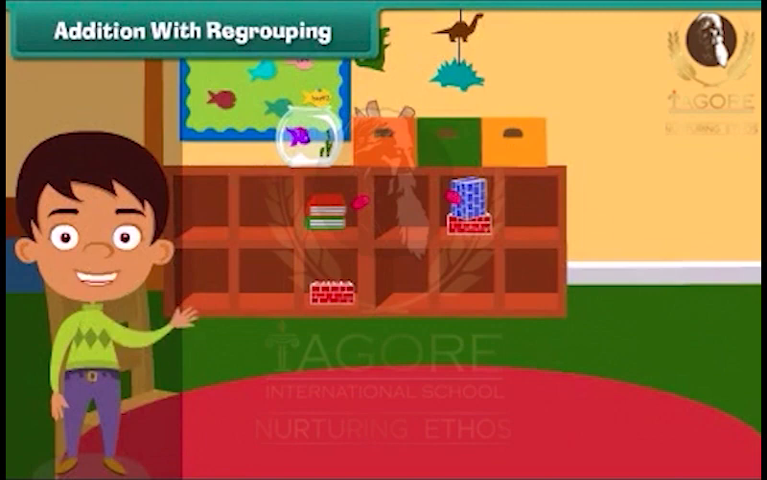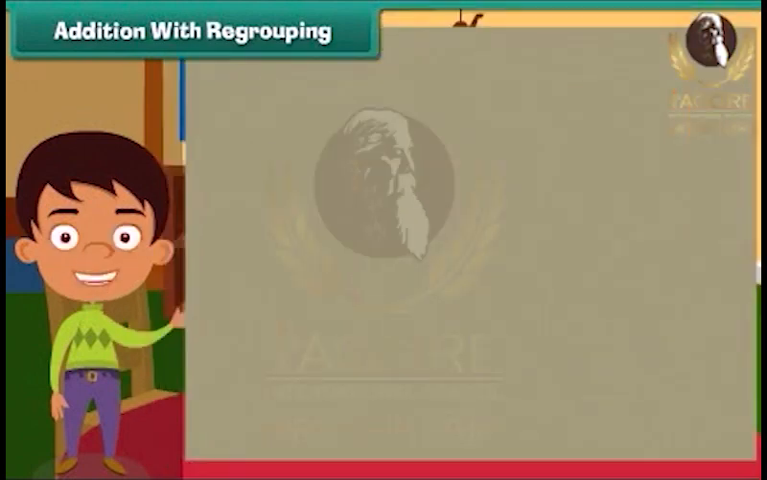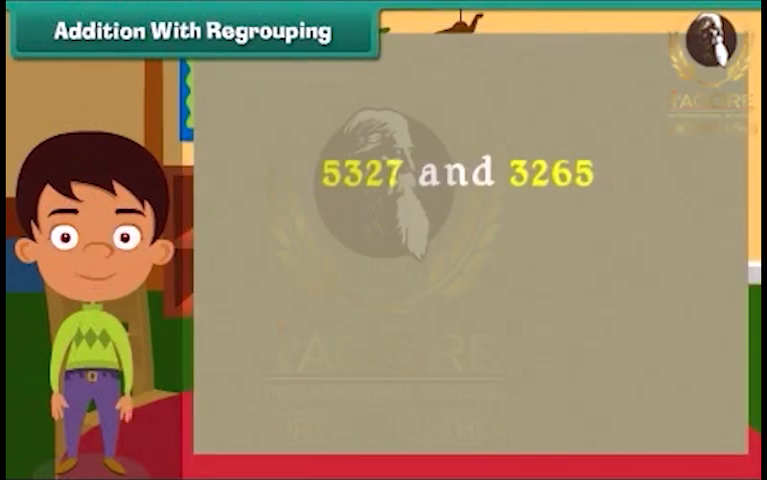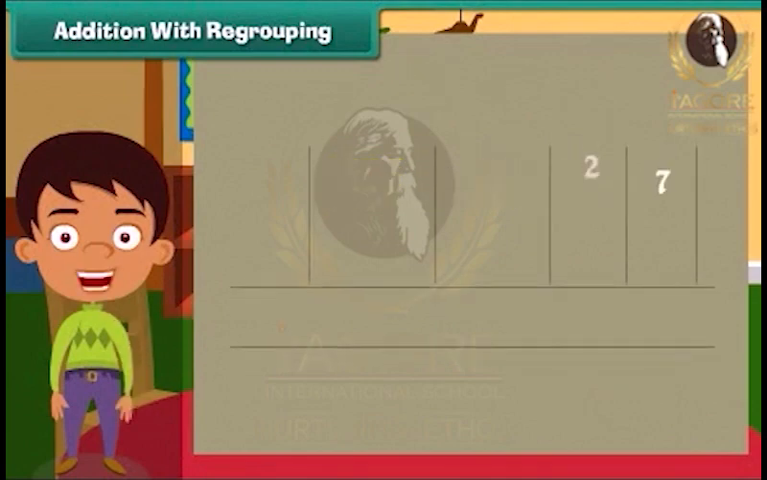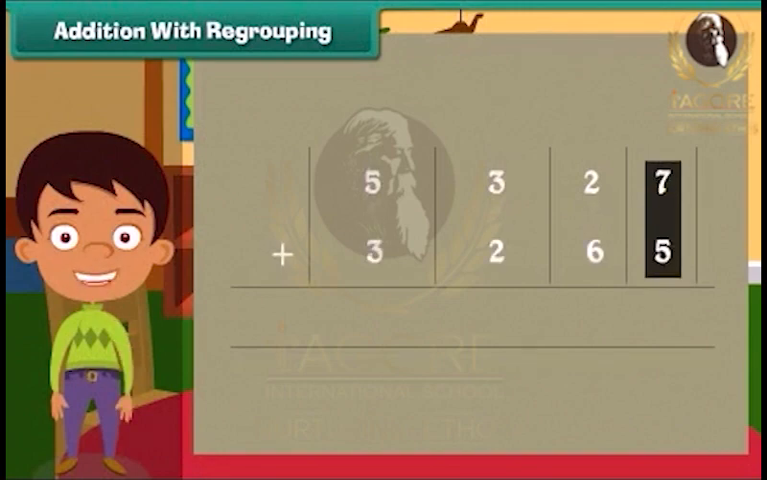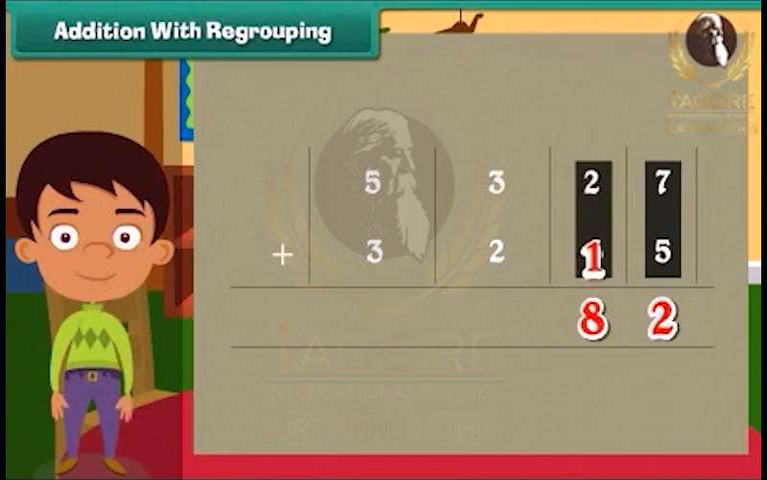Addition with regrouping. Let's try the addition of 5327 and 3265. We start by adding values at ones place, which is 7 plus 5 is equal to 12. Write 2 below in the ones line and write 1 above in the tens line. Next we move to add the tens. 2 plus 6 plus 1 is equal to 9. Write 9 below in the tens line.